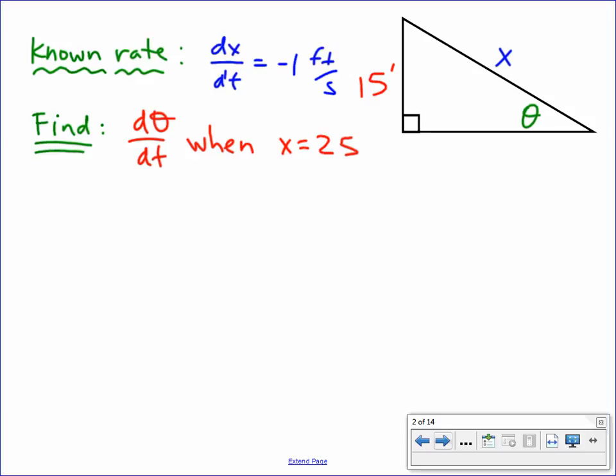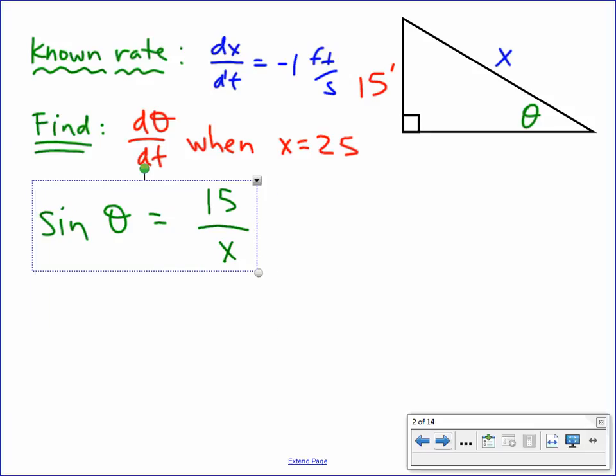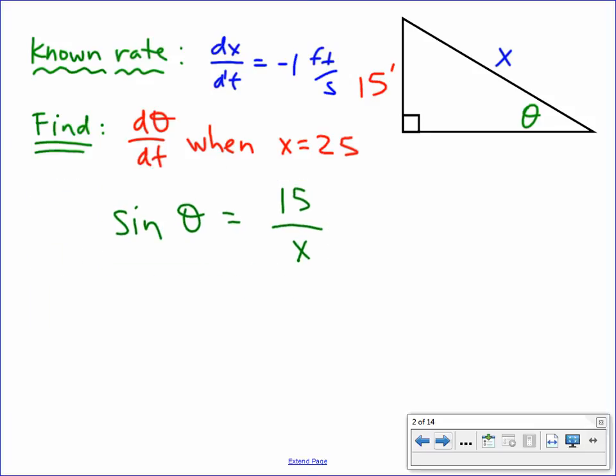We could have used any of the 6, but we have the constant 15, and we have the x and the theta, so that's opposite over hypotenuse. I'm going with sine as well. So the sine of theta equals opposite 15 over hypotenuse x. Awesome. And now that we've generated a relationship between the quantities that are in my rates, I'm ready to differentiate both sides with respect to time. So we'll go ahead and differentiate both sides with respect to time.